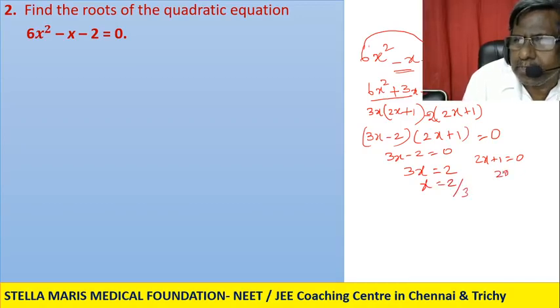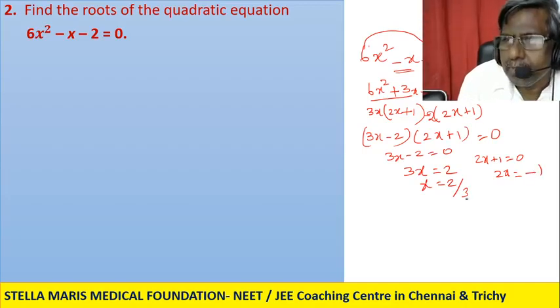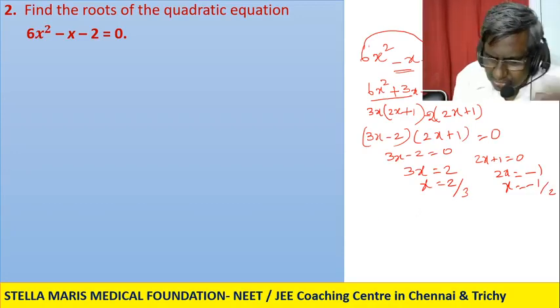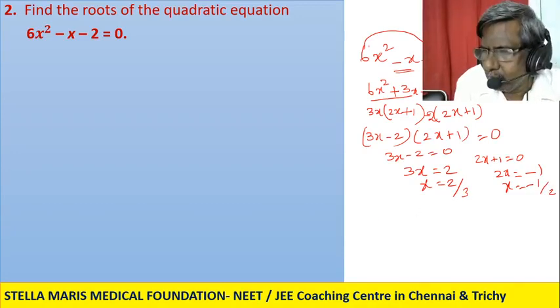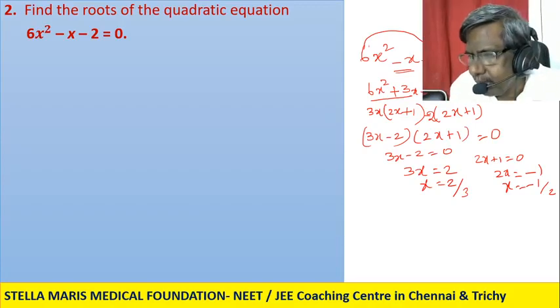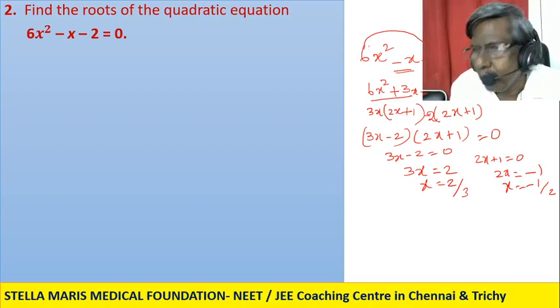Here 2x plus 1 is equal to 2x minus 1, so x is equal to minus 1 by 2, minus half. So you got two values. x is equal to 2 by 3, and the other one should be minus half, 1 by 2. Then 2x plus 1 is equal to 0, so x is equal to minus 1.